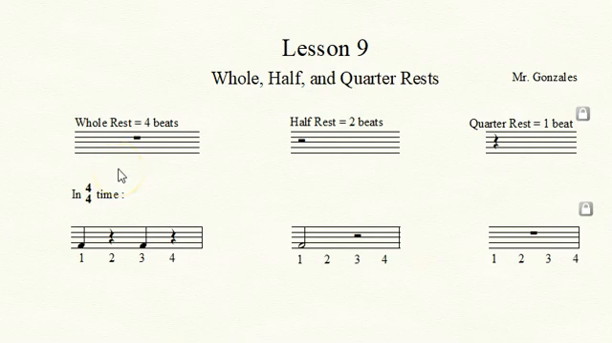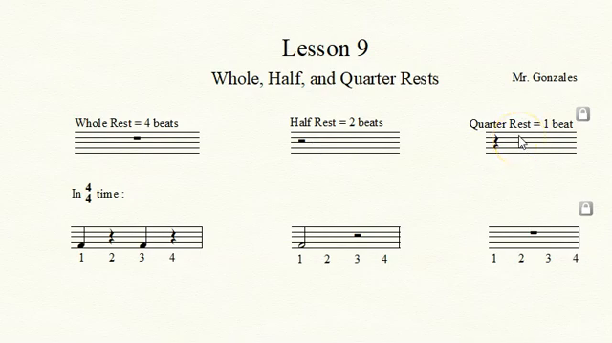A whole rest means to rest for a whole measure. It hangs down from the fourth line. I like to think of a whole rest as an upside down top hat. A half rest is equal to half of a whole rest. It sits on the third line. I like to think of a half rest as a right side up top hat.